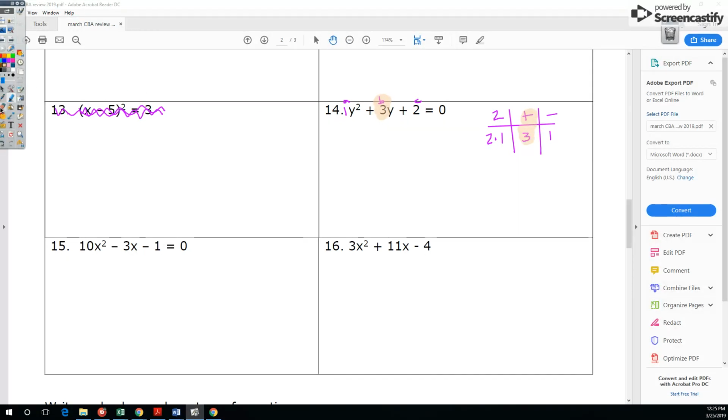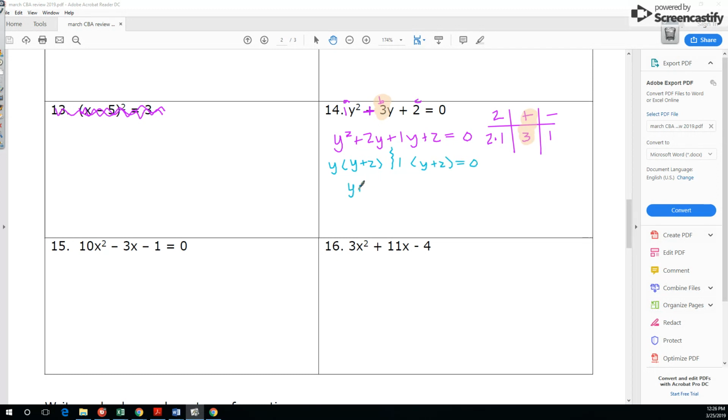It's under the plus column, so the signs are the same, and they're going to match this plus sign in the problem with the B. So we have y squared plus 2y plus 1y plus 2 equals 0, just like we were doing before. And now we're going to factor by grouping. So we have a y in common with a y plus 2 left over, and a 1 in common with a y plus 2 left over. So our two factors are y plus 1 and y plus 2.